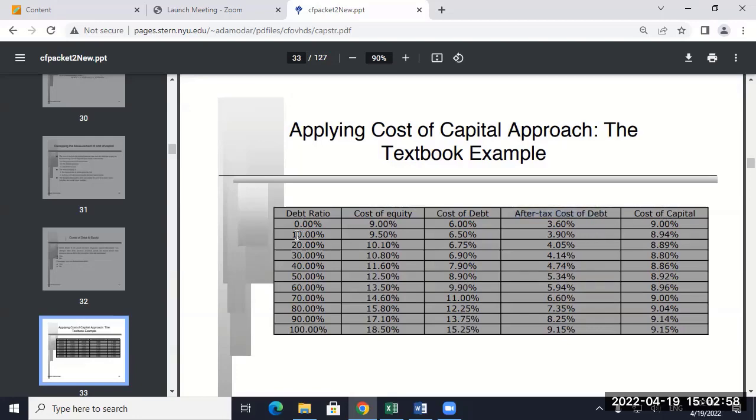You just take 0% times 3.6 plus 100% times 9%, you get 9%. You take 10% times 3.9% plus 90% times 9.5, you'll get that. It's very, very simple to do as he goes on.